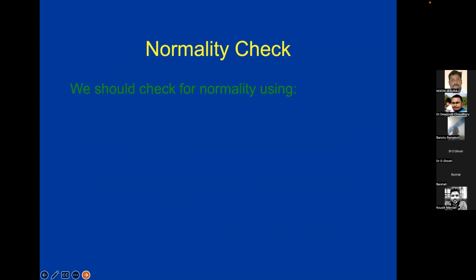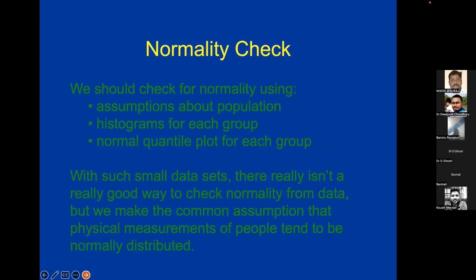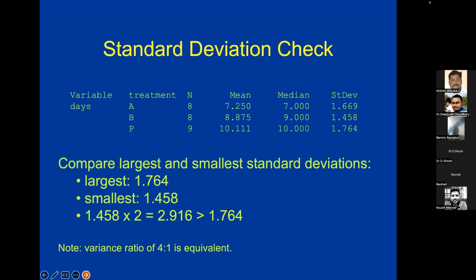Normality check: we should check for normality using assumptions about the populations. Use a histogram for each group and a normal quantile plot for each group. With such small data sets, there really isn't a good way to check normality from data, but we make the common assumption that physical measurements of people tend to be normally distributed.